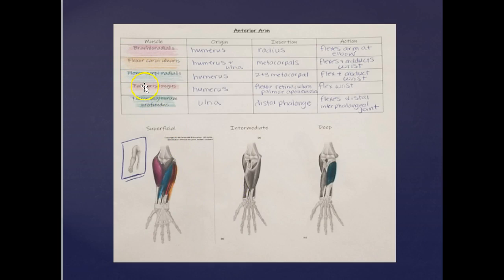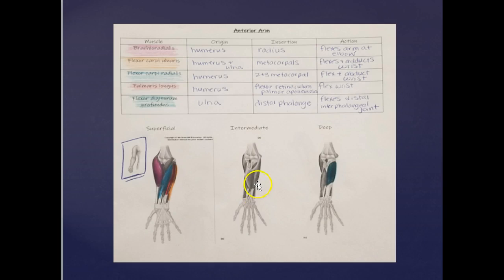If you skip down to the palmaris longus, that will be the muscle in red here. And again, hard to see on the screen, that is directly next to the flexor carpi ulnaris. So it'll be the flexor carpi ulnaris, the palmaris longus, and then the flexor carpi radialis. Radialis meaning, you can see here that it goes to the thumb side, or the radius side.